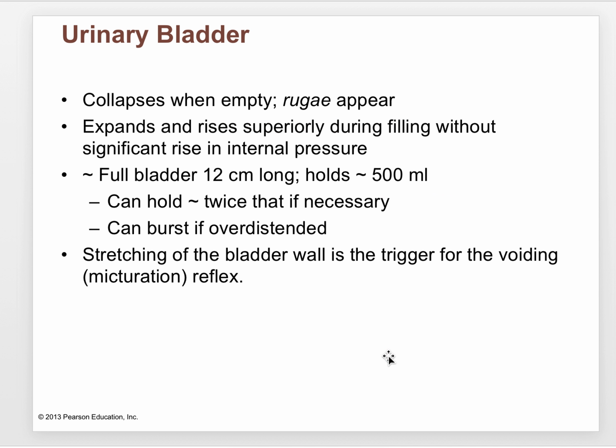The urinary bladder can collapse when empty, and rugae appear. Rugae are wrinkles or folds, very similar to what you see in the stomach. There's those wrinkles or folds in the stomach, and same in the bladder. A full bladder can hold about 500 milliliters. The bladder can burst if it's overextended. The stretching of the bladder wall is a trigger for the voiding reflex. So when the bladder wall stretches, you reflexively want to urinate.